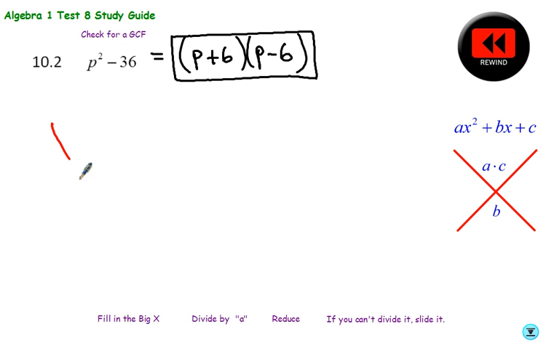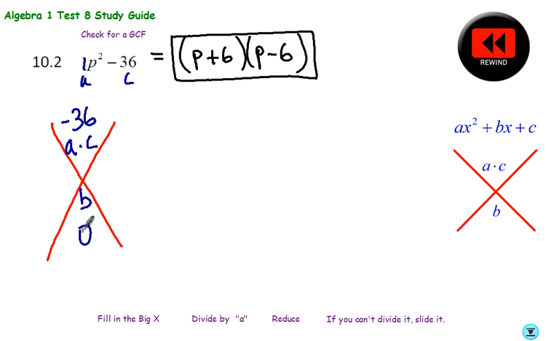But hopefully by this point, because we're at the end now, you're feeling pretty strong about this. Hopefully you're feeling better about this than when you started the video. Right, so here's our A, there's our C, as we said, no B. And we're looking for two numbers that multiply to negative 36 that add up to 0, which would be positive 6 and negative 6. So I've got p plus 6, p minus 6.